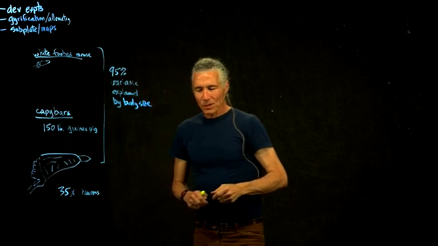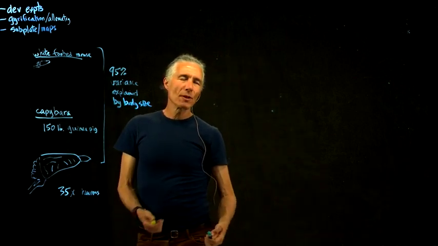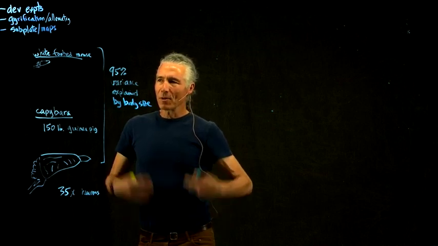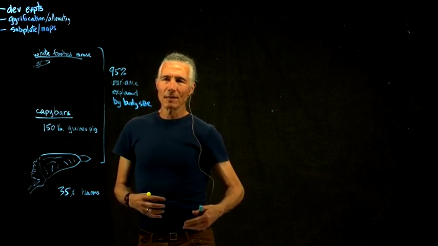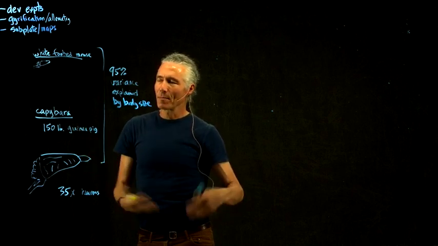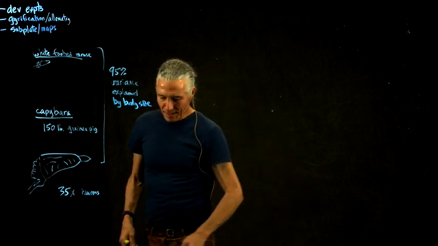Now, when people first thought about this, they thought, well, could this have to do with the fact that when you have a bigger body, you need more neurons to service it because you've got more surface area on a bigger body? A white-footed mouse just has a couple square inches, but a capybara has square feet of skin. It turns out that doesn't work.